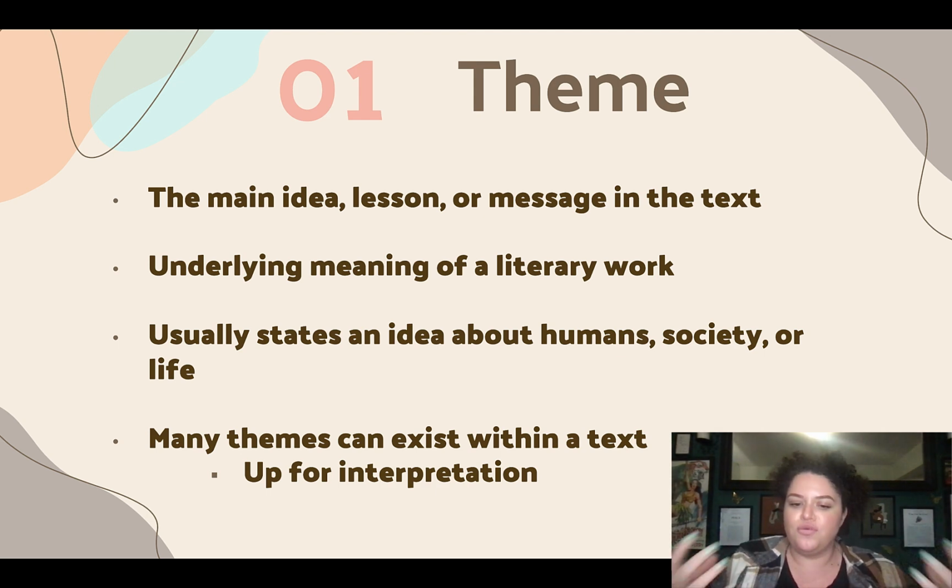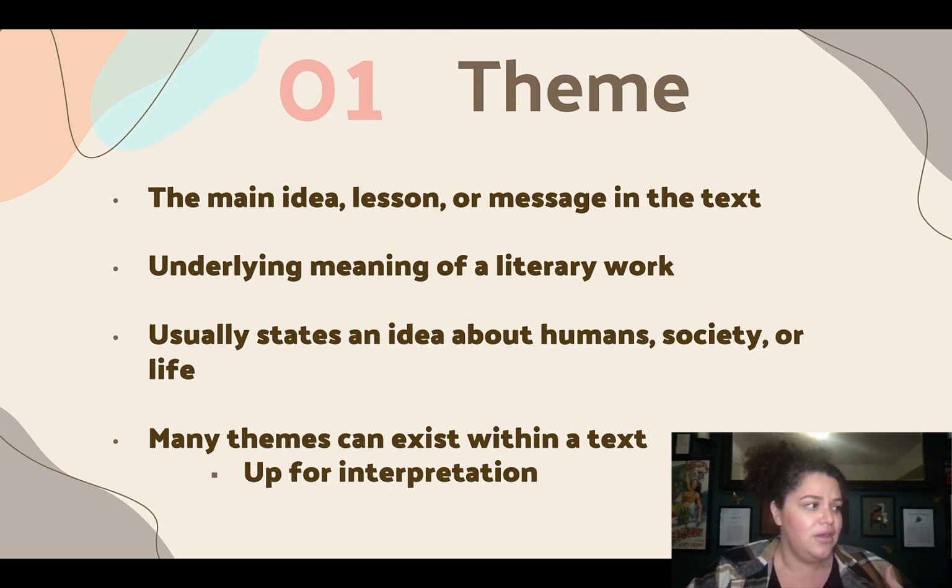This is when you read a piece and you think back, what is being said here? Yes, I understand what's happening in the story, plot-wise, but what lesson is being taught here? How can I connect what's happening here to the broader world around me? Themes usually state an idea about humanity, society, life in general. It's looking at big picture stuff, okay? Many different themes can exist within a single text. This is kind of where interpretation comes in, and theory, right? Depending on what lens we're looking at it from. Just like a text can have more than one interpretation, a text can have many, many different themes.